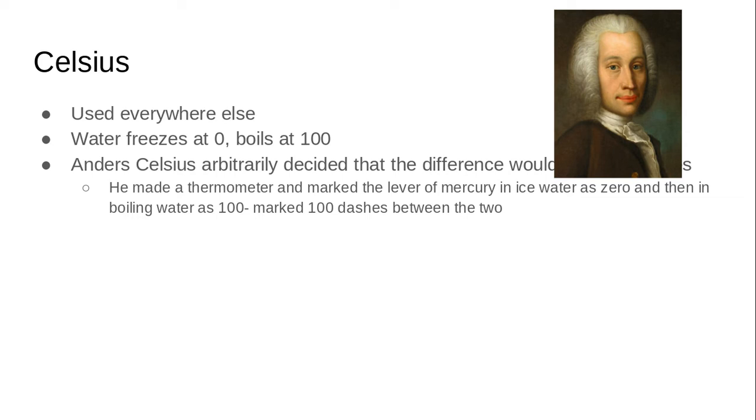And basically, he was doing the same thing. He put a tube in some cold water and a tube in some hot water and marked 100 dashes between the two numbers and developed his scale. So this one makes more sense to me, at least, just because the numbers are nicer. 0 and 100 are nice round numbers. So Celsius is based off that.